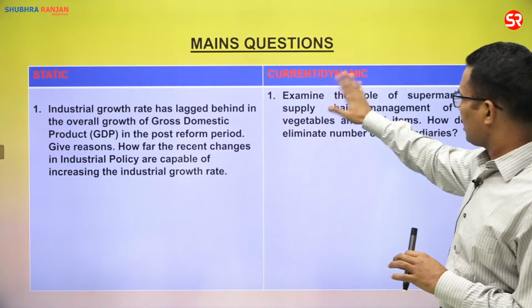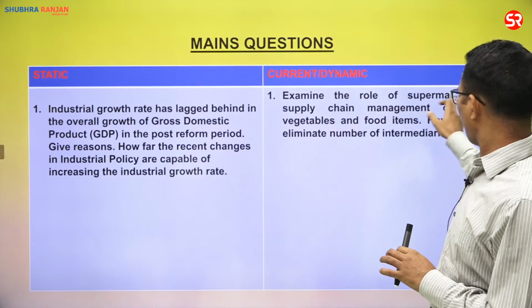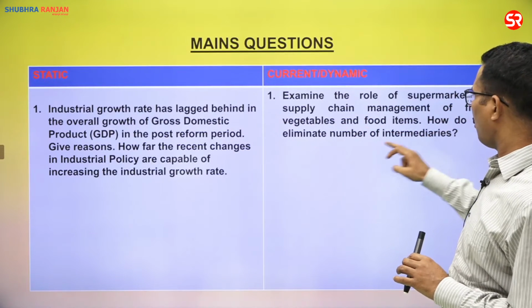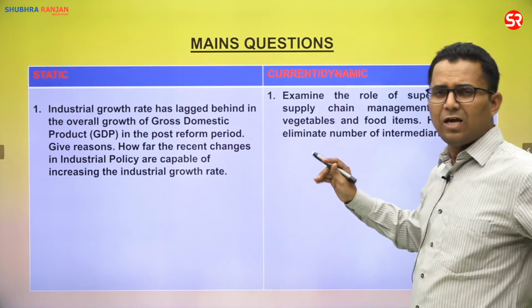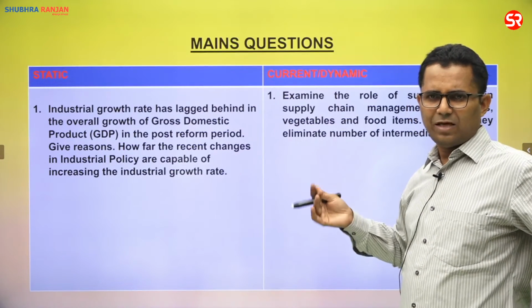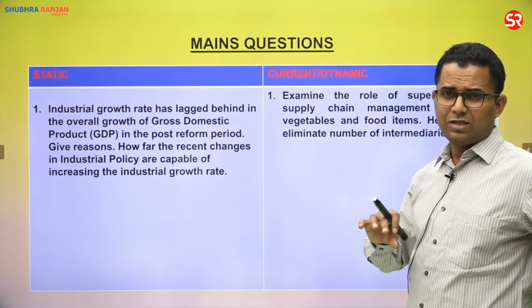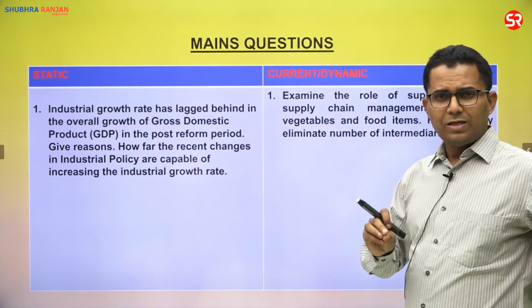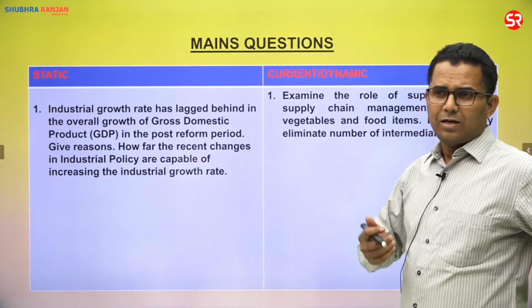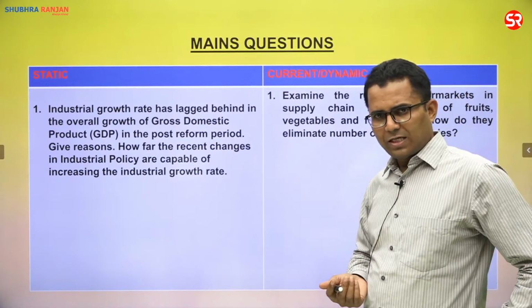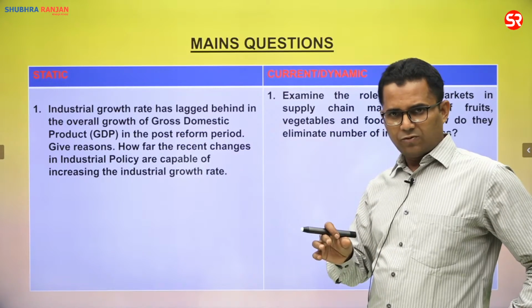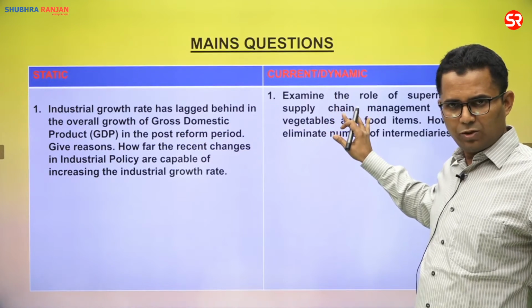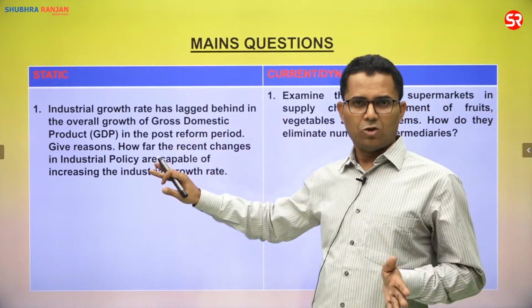Now see here, the current or dynamic based question: examine the role of supermarkets in supply chain management of fruits, vegetables and food items. How do they eliminate the number of intermediaries? Now we had a lot of previous acts, APMC and other acts which debarred farmers from directly selling to the markets. Now the government has done a lot of reforms like the Model Agricultural Produce and Livestock Marketing Act. In the context of those reforms, this current affairs based question has been asked. So this is purely related to the last 1 or 2 years' events, and the earlier one is about past economic history.